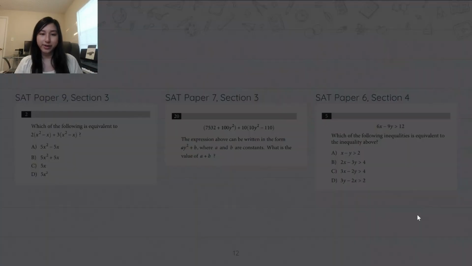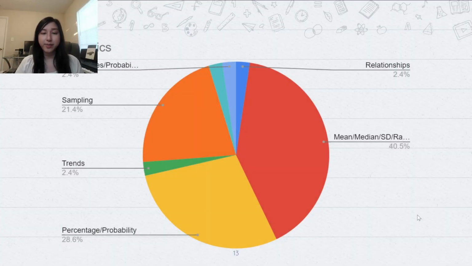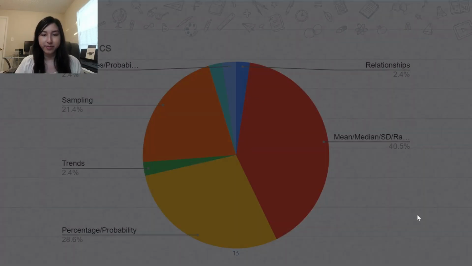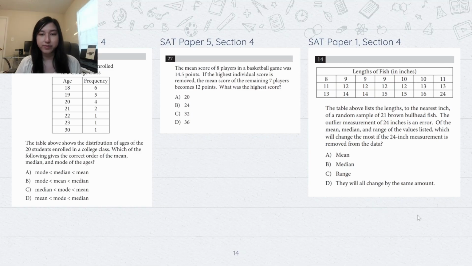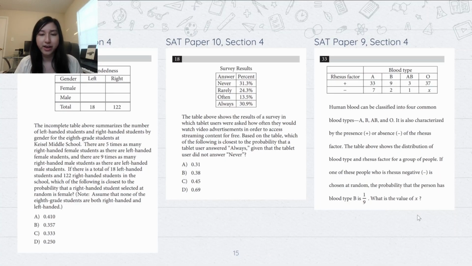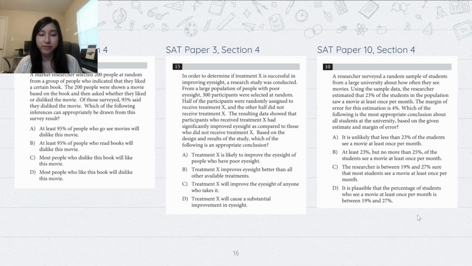Statistics problems only appear in section 4. However, they still take up a large portion of the SAT. The most common types of problems are mean, median, standard deviation, range, probability, and sampling problems. Mean, median, standard deviation, and range problems typically test you on finding either the mean, median, or mode, using the mean to deduce a missing data point, or identifying how it would change when results are added or removed from the dataset. Probability problems involve directly finding the probability from a set of data, finding missing data, or a combination of both. Lastly, sampling questions usually test you on inferring conclusions based on percentages of successful trials or margin of error.